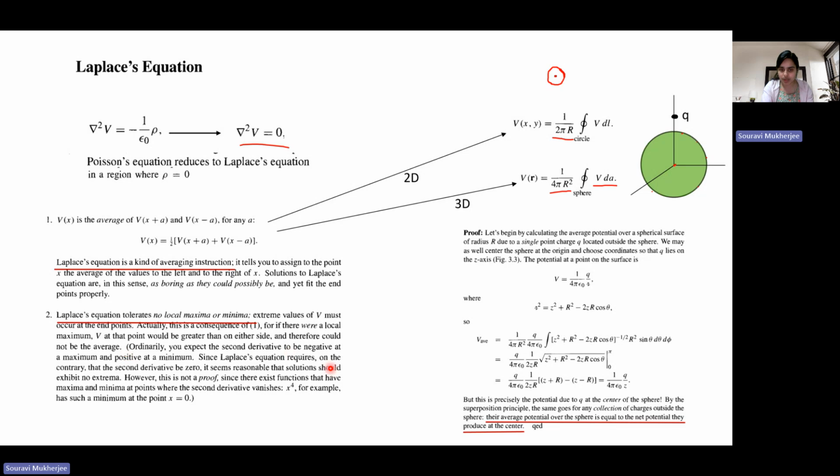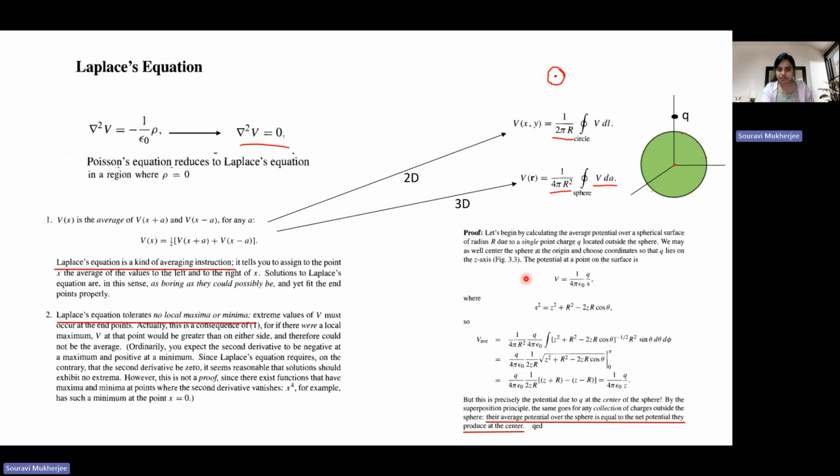So that means Laplace equation requires that the second derivative... it seems reasonable that solutions should exhibit no extrema. Okay. However, this is not a proof. In general, just del square V going to 0 is mathematically not sufficient to tell that there are no maxima or minima. There can be maxima or minima, but what the Laplace equation requires is that because it's an average of what you have around, at this point, inside the volume where the Laplace equation holds, there it has no maxima or minima.